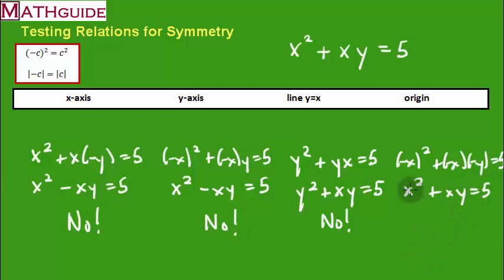Okay, so now I compare this to the original, and I would say, yep, it looks exactly the same. So this curve has symmetry across the origin, and that's it. It has no other type of symmetry that we've tested. Okay, let's go on to a second example.